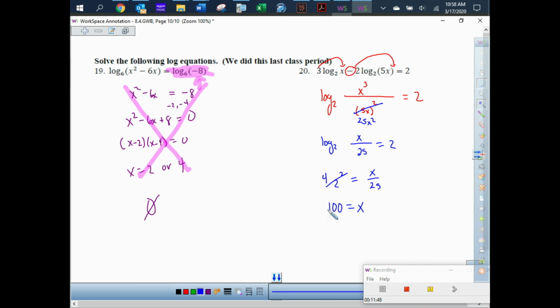Still got to go check it to see if we get a positive argument. If you put 100 back in here, that'll be positive, so that's nice. If you put 100 in here, that's a positive argument, so that's nice. So our solution is going to be 100.